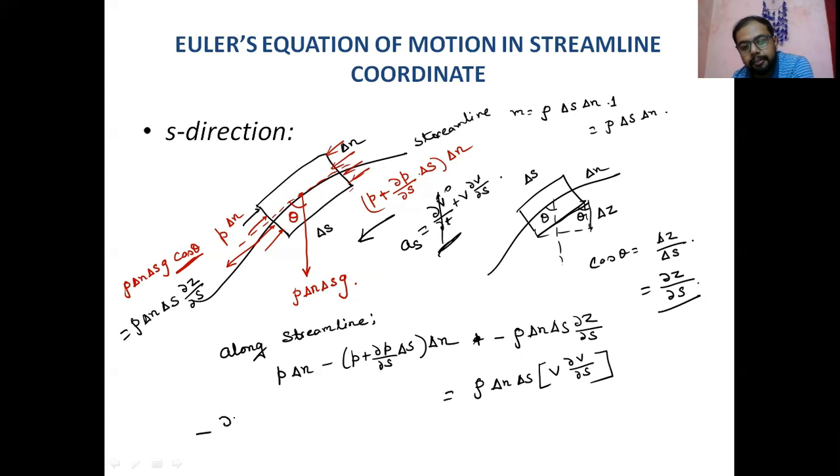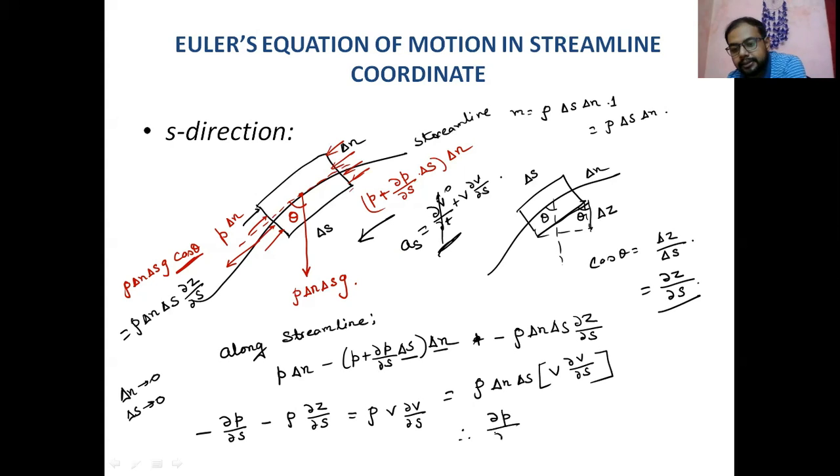So what is coming? Minus del P del S. This part will be cancelled out, as del S and del N are very small. Del N tends to 0, del S tends to 0, and we are taking it as converged. So all higher order terms also become 0 and this will be cancelled out. So ultimately the equation along the streamline is rho del Z del S equal to rho v del v del S. That is the Euler equation along the x-axis.